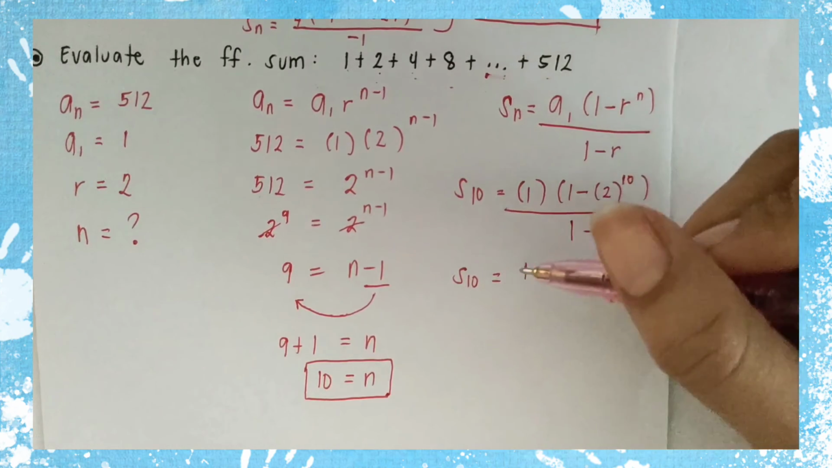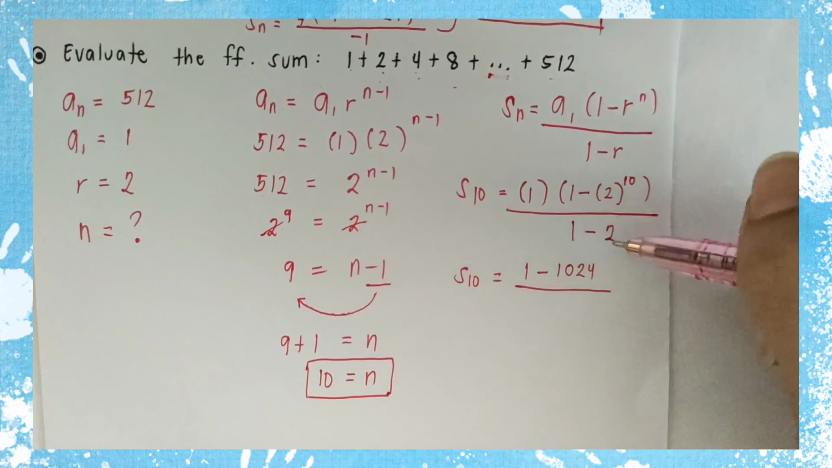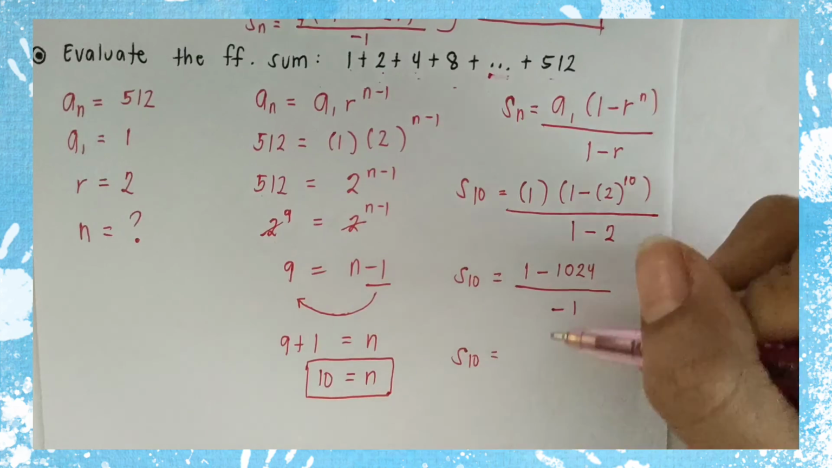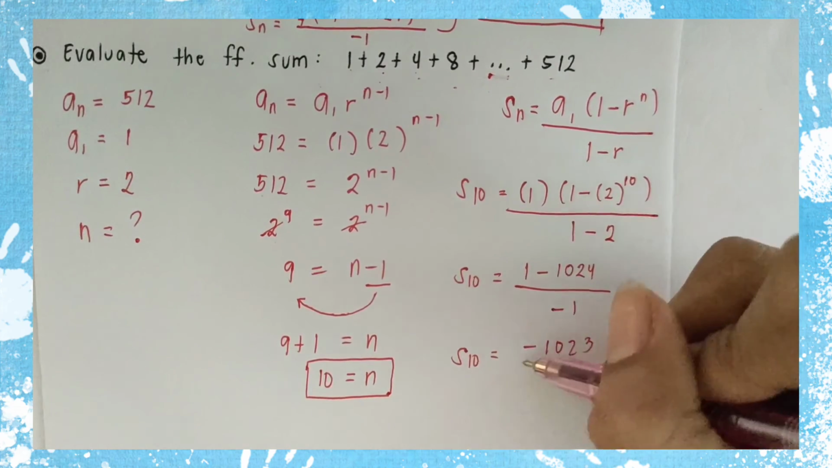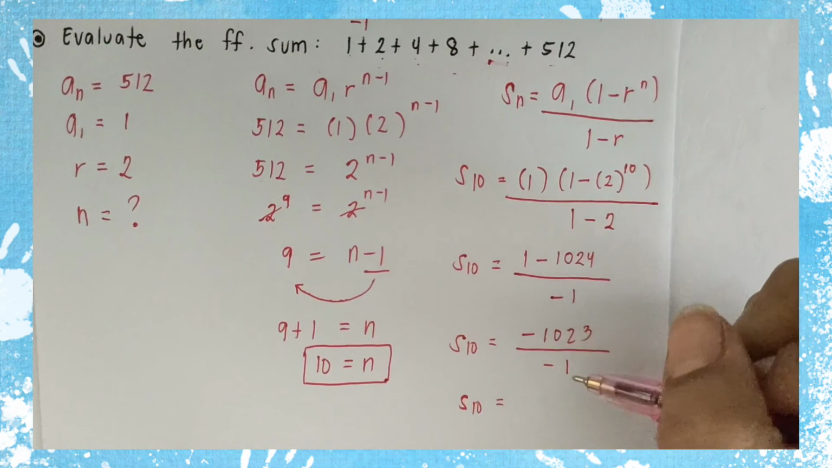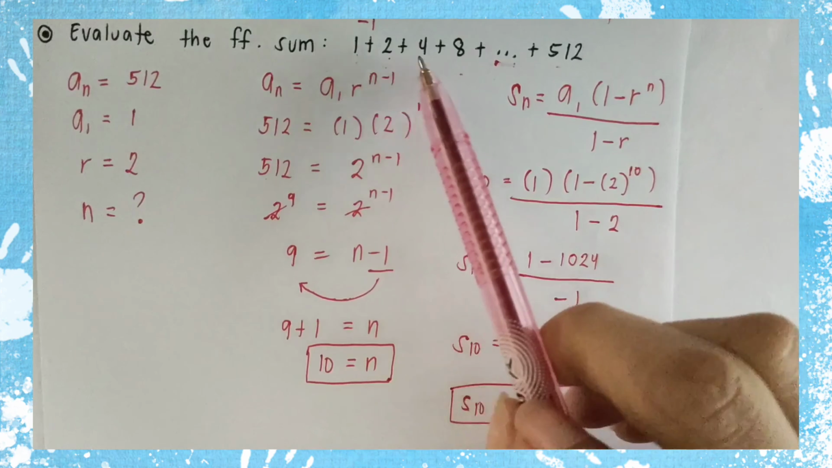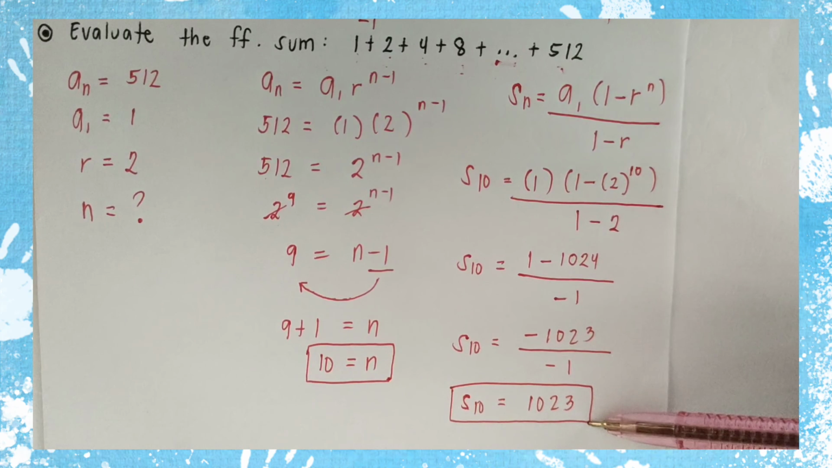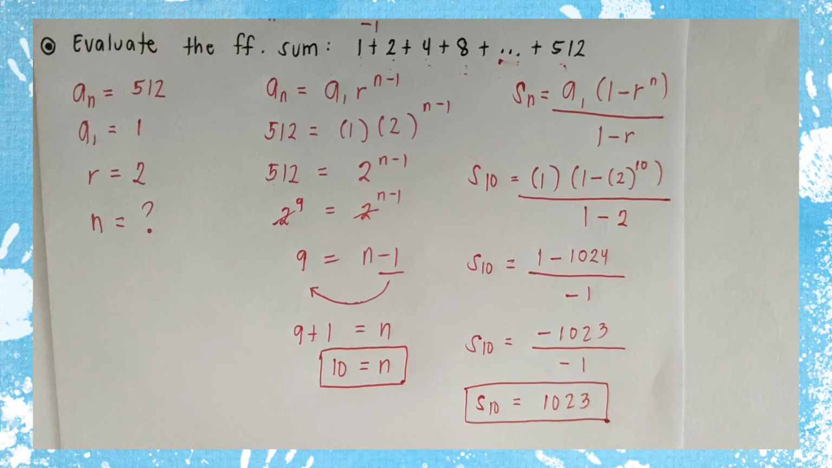1 minus 1024, that is negative 1023, divided by 1 minus 2, negative 1. So S sub 10 will be 1 minus 1024, that is negative 1023 divided by negative 1. Then simplify. Negative 1023 divided by negative 1 is positive 1023. Meaning to say, when we add 1, 2, 4, 8 up to 512, the sum of the terms will be 1023. So that is how to compute the geometric sequence.